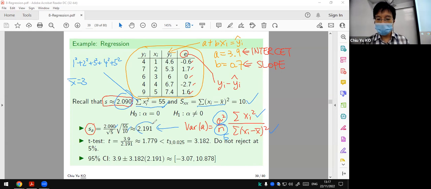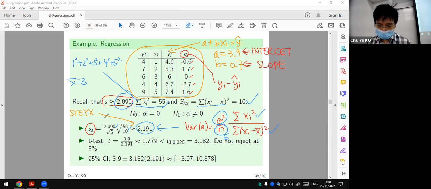Give you 2.191, okay? And later we will see this one. I think this Excel function is called STEYX, okay? You can actually calculate this directly, okay?